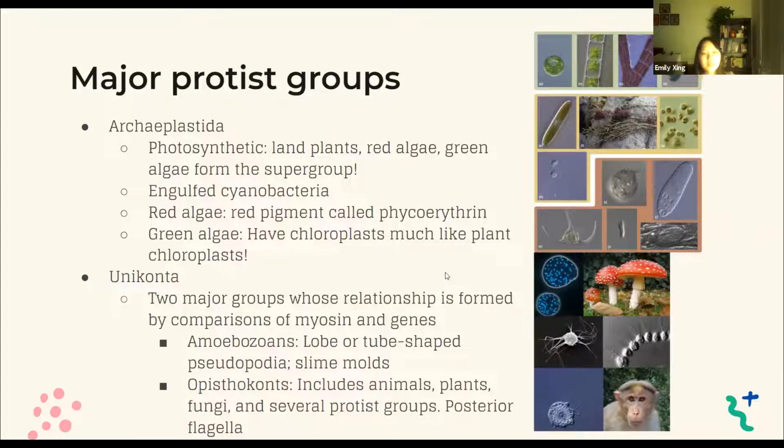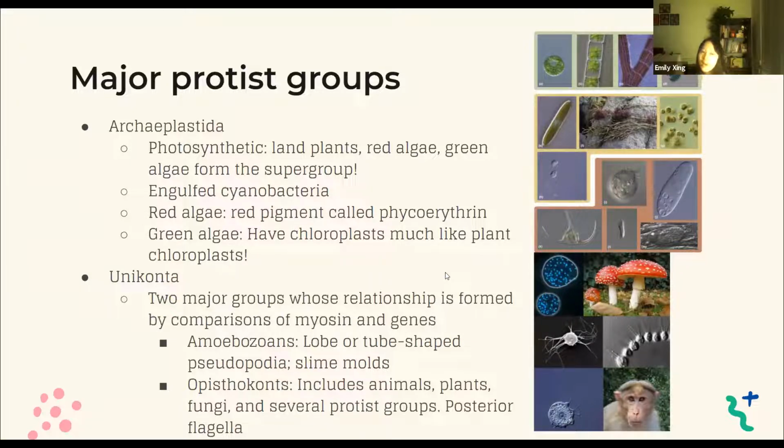So there are two major groups, and amoebozoans are the first one. They have lobe or tube-like pseudopodia. They include the slime molds, plasmodial slime molds, just these masses of cells.